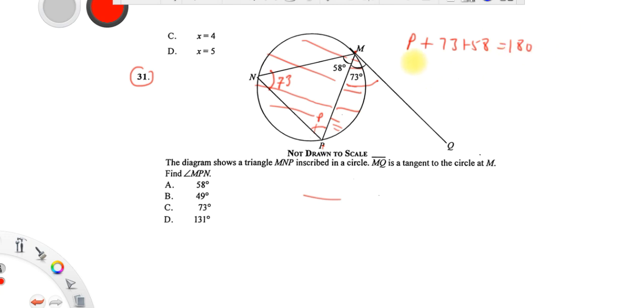So what is 73 plus 58? We get 131. So P plus 131 is equal to 180 degrees. So P is equal to 180 minus 131, which is equal to 49 degrees. So the correct answer is 49. You see how simple this is, guys.